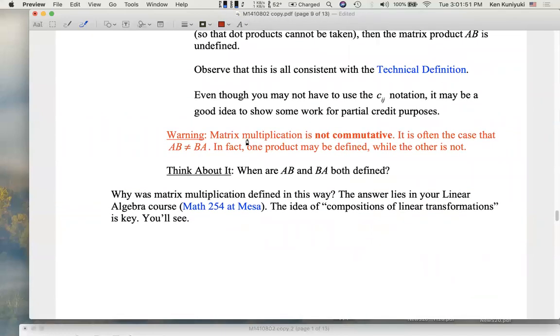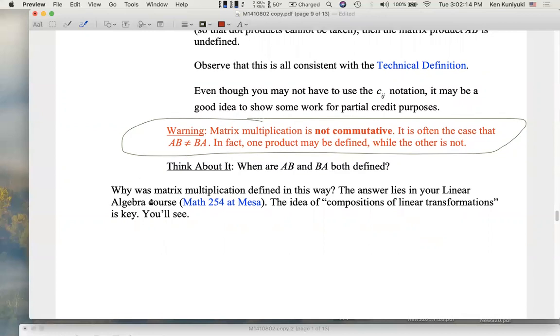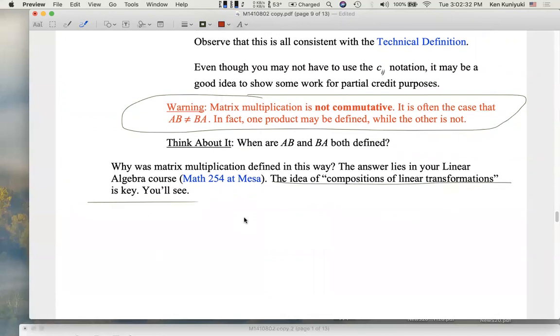Now, warning: matrix multiplication is not commutative. You could consider A times B and B times A, and they may not be equal. In fact, it's possible that one might be defined and the other is not. So AB and BA could look very different, or one could be undefined, or both. And think about it: when are they both defined? I'll have you think about that. Why was matrix multiplication defined this way? Well, it's related to compositions of linear transformations, which you'll see in linear algebra.